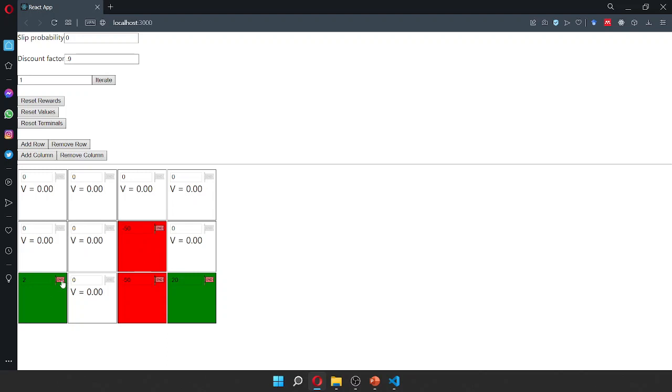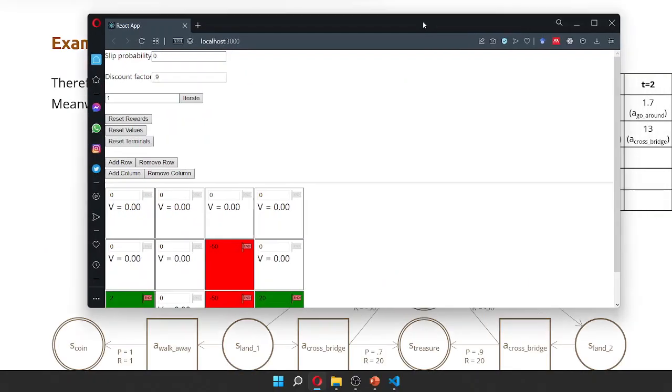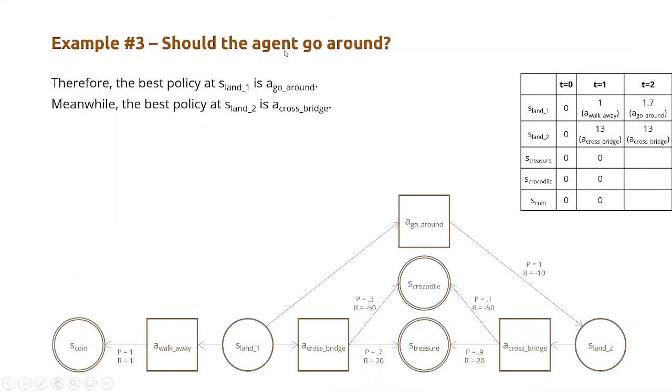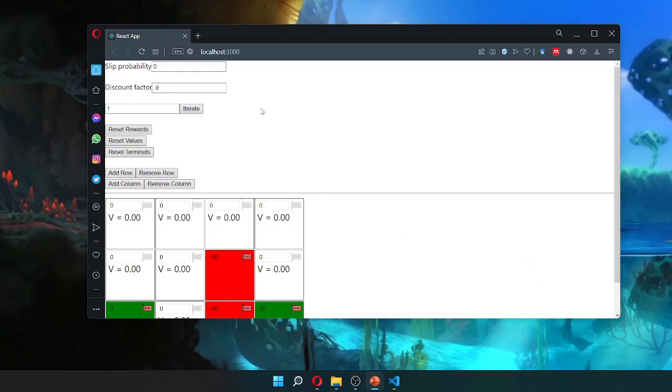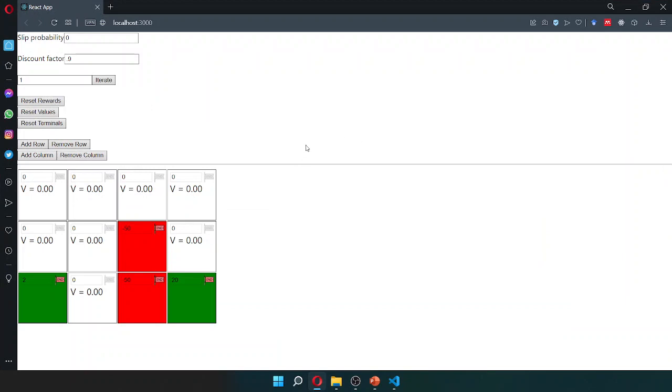Also, when you arrive at these red and green states, you can see my mouse. Where's my mouse? Let me just close the... okay, there it is.